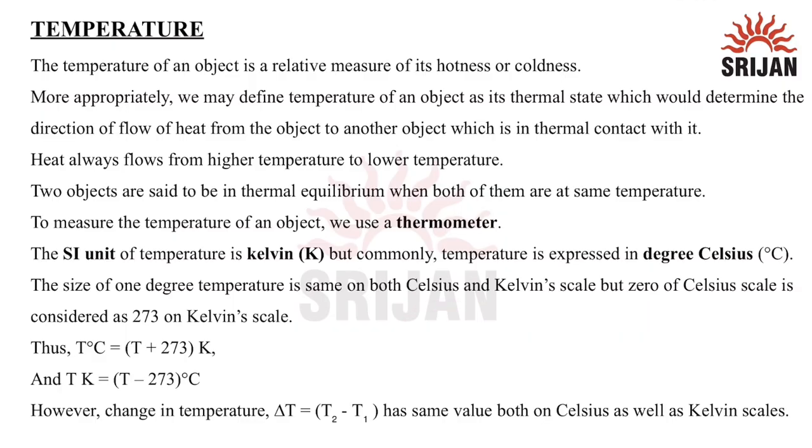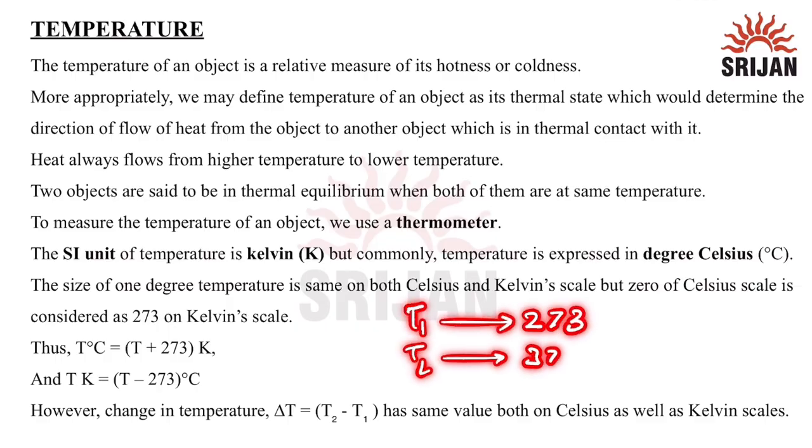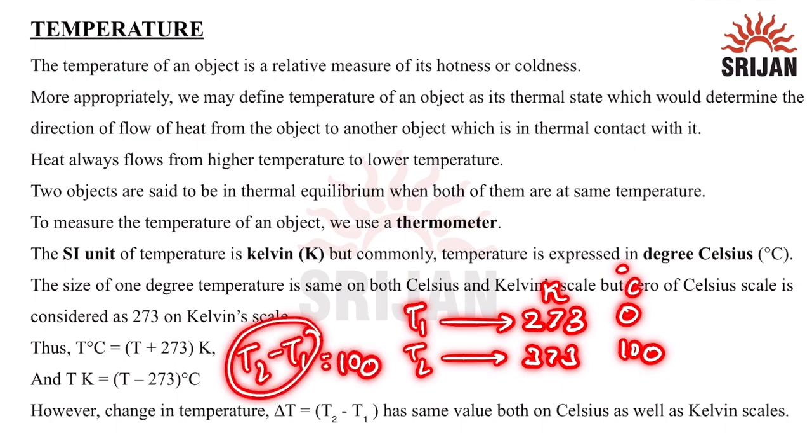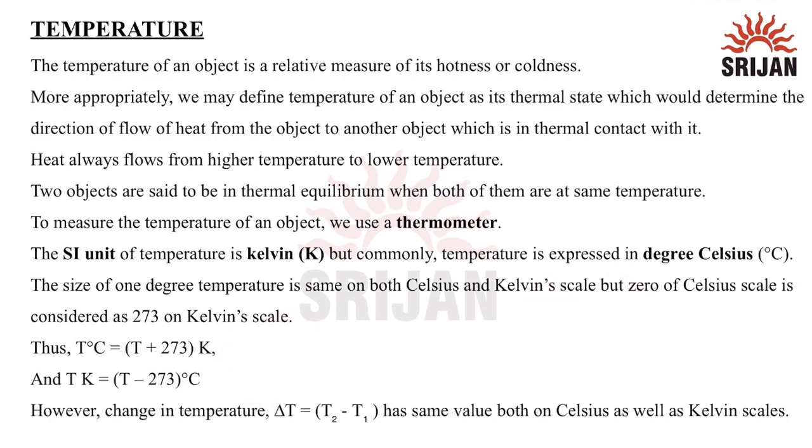Let us suppose the baseline temperature T1 is 273 and T2 is 373 on the Kelvin scale, but on the Celsius scale it would be 0 degrees and 100 degrees. As you can see, T2 minus T1 is equal to 100 in both cases. This proves that the change in temperature is the same on both scales.